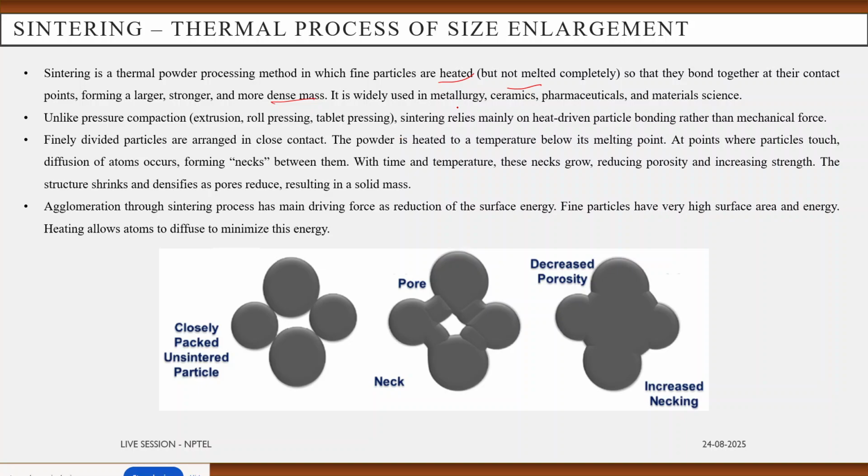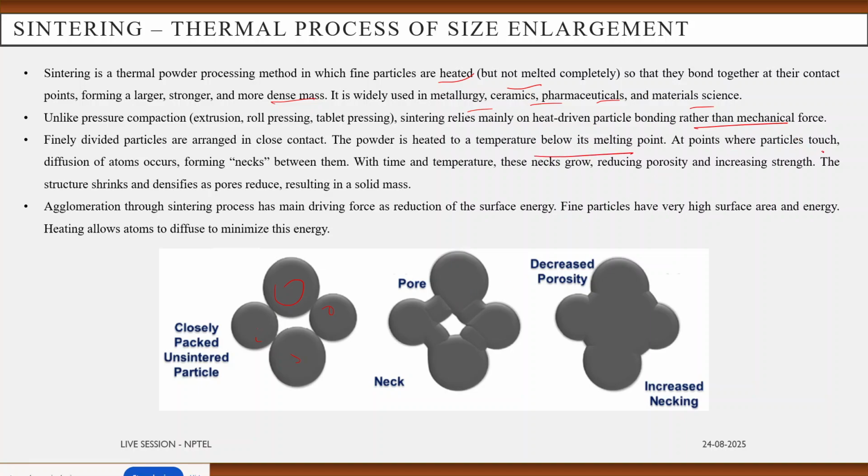It is widely used in metallurgical, ceramic, pharmaceutical, or any kind of material science department. Unlike pressure compaction, where we use extrusion, roll pressing, or tablet pressing, sintering relies mainly on heat driven particle bonding rather than mechanical force. Here finely divided particles are arranged in close contact with each other. The powder is heated at a temperature below the melting point.